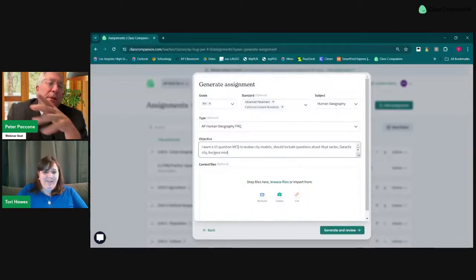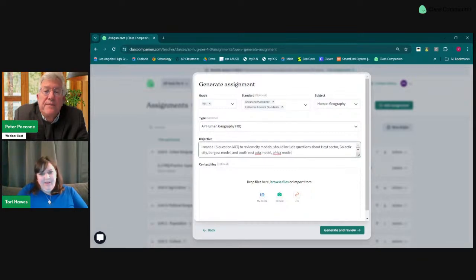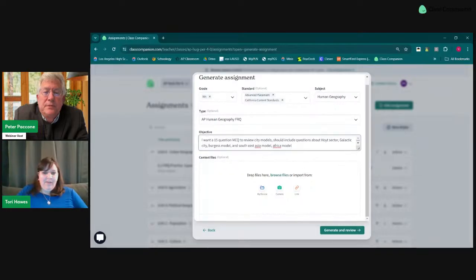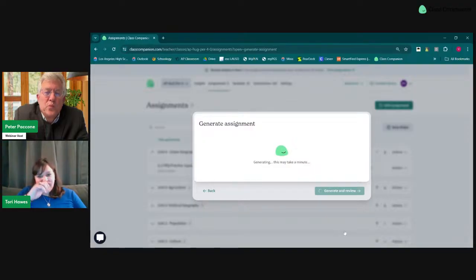Yeah, sure. I mean, I think once you do structure of cities or whatever the topic, it's going to do just fine. I mean, you're elsewhere, but I understand. Southeast Asia model and Africa. Yeah, and the Africa model, sure. Trying to get a few of them. For me, I like having a little bit more specificity. Okay. And then I click generate assignment. All right.